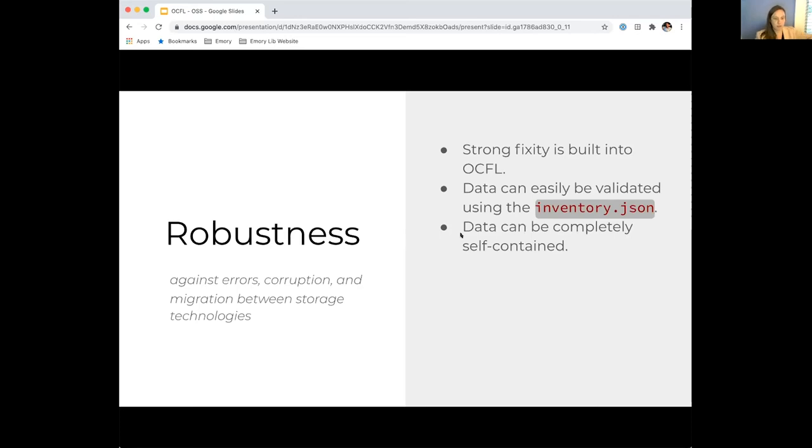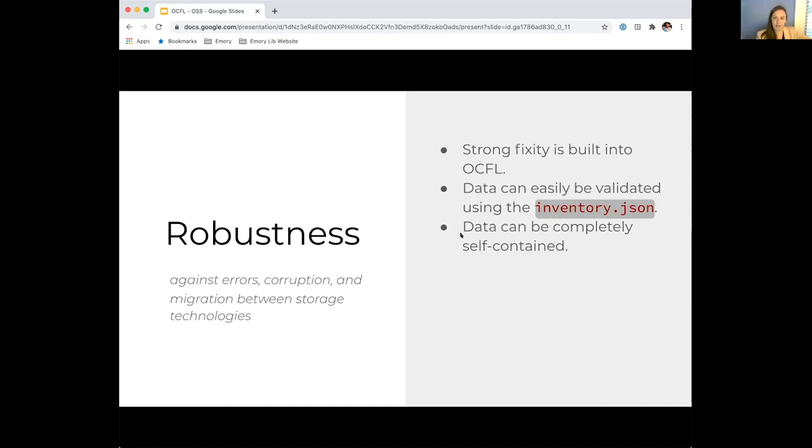So OCFL was built to help make it easier to migrate between applications, from version A to version B of an application. There's all kinds of different scenarios in which you might want to migrate your data. Strong fixity is built in. And that's assuming that fixity is the idea that files are fixed in place, that we know what they are, that they haven't changed when you move them from storage location A to storage location B.